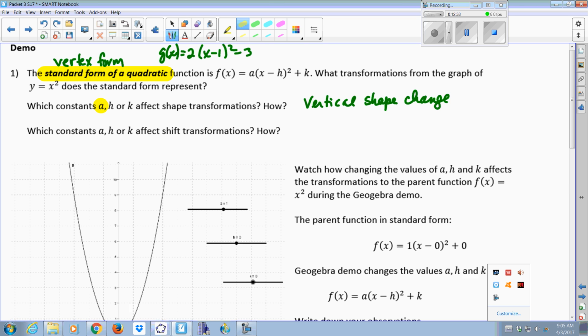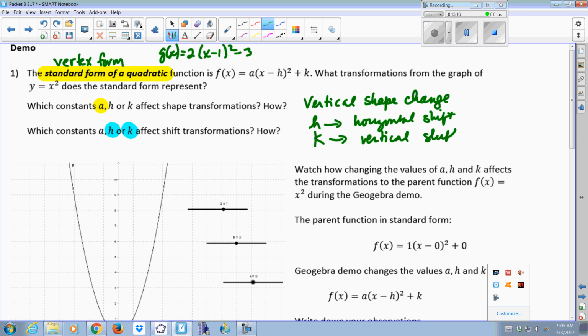All right. So which of these constants affect the shift transformations? K is one of them, yeah, and H, yep. H and K. And how? How does H affect the shift? Horizontally. So H is a horizontal shift, and that means K is the vertical shift.